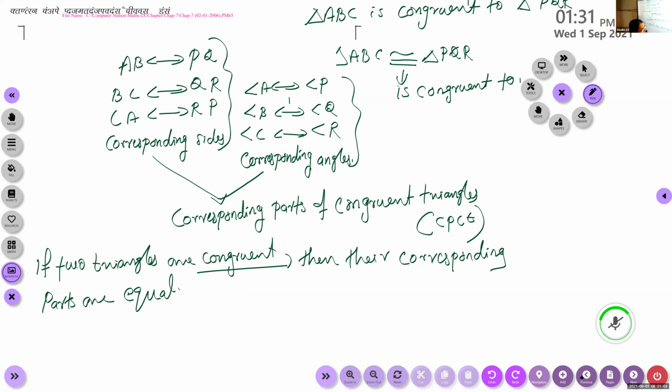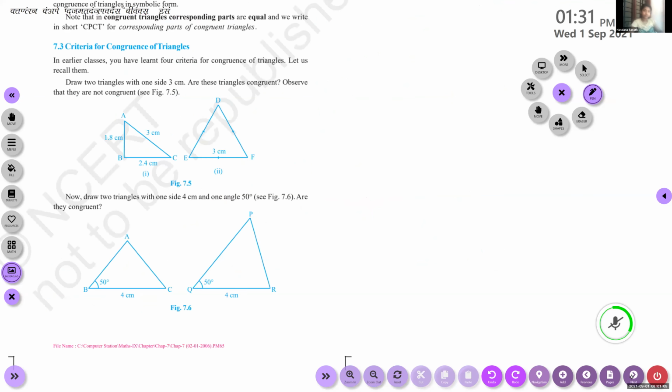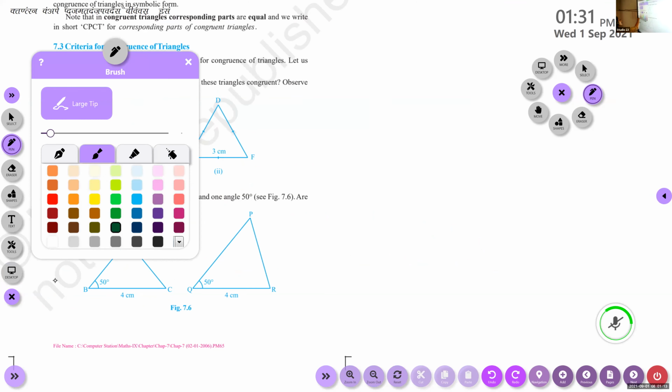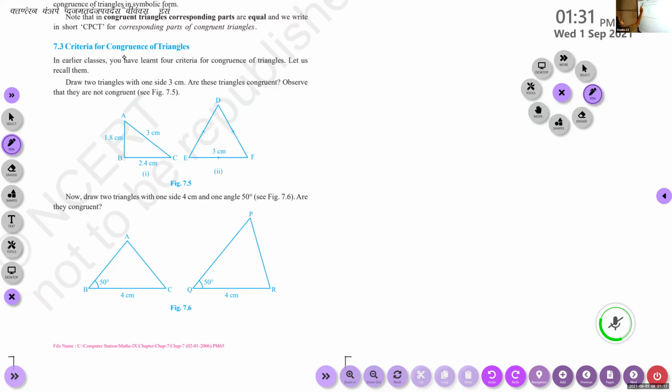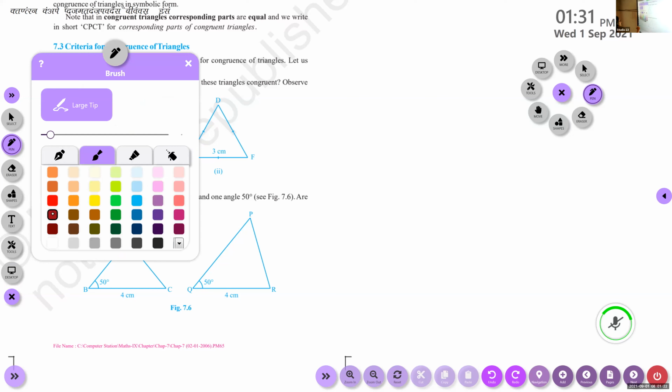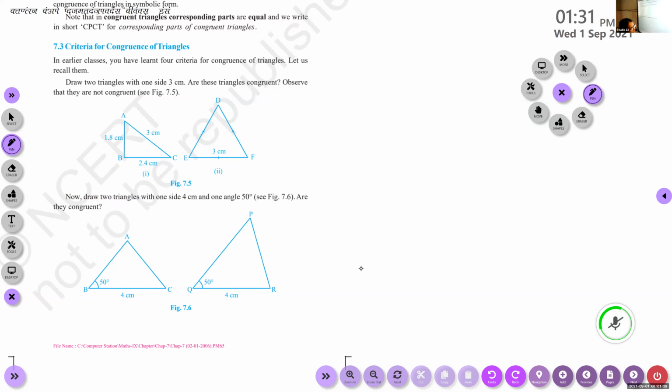Next heading is criteria for congruence of triangles. It's not working. What happened? This pen is not working. What happened?